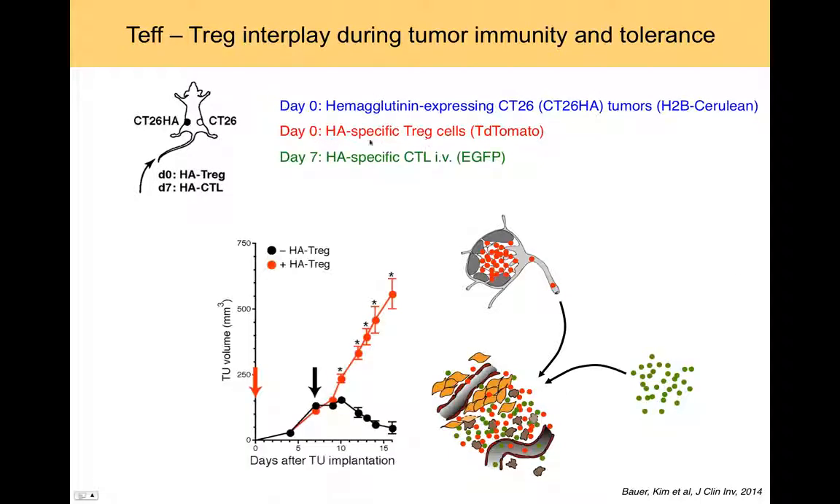And now, if we come to the third cell population, these are hemagglutinin-specific cytotoxic lymphocytes. So these are the cells that have the capacity to eliminate these tumors. These cells directly migrate, because they're in vitro primed, directly migrate into the tumor tissue, and in the absence of this HA Treg, they actually reject the tumor, but in the presence of the HA Treg, the tumors continue to grow. So we have what is called tumor tolerance.